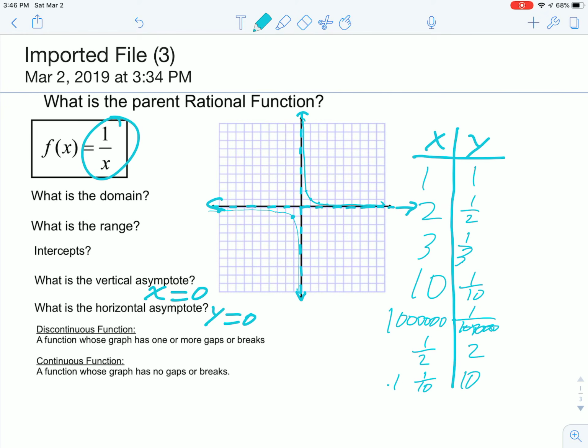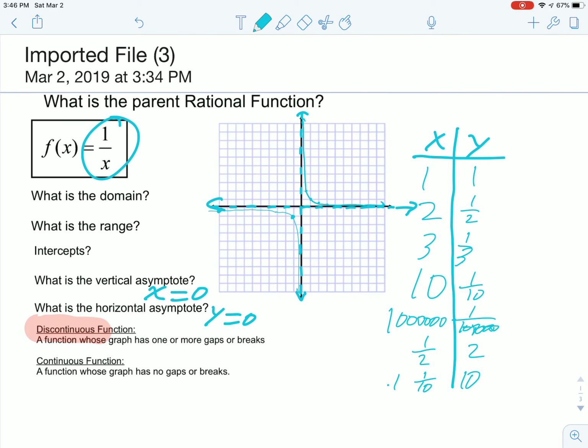So that's kind of the gist of what rational functions look like. Again, very different than what you're used to. I'm going to introduce some vocab here. This is a discontinuous function because it has a gap, it jumps.